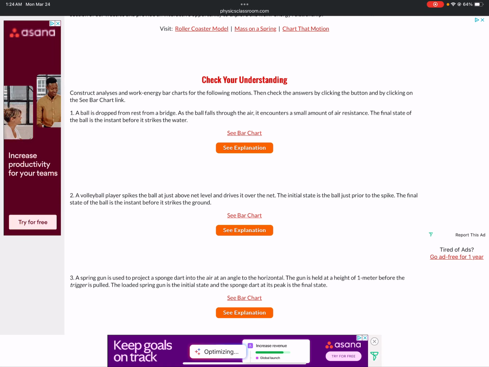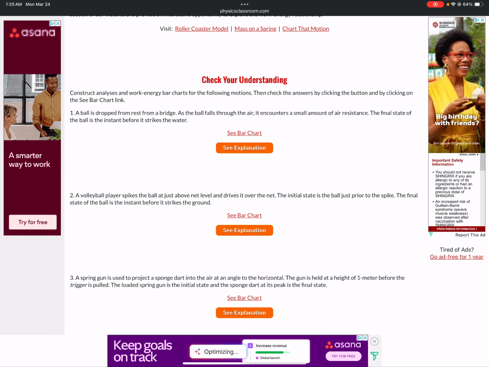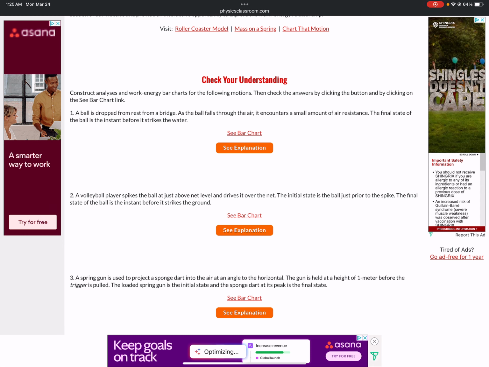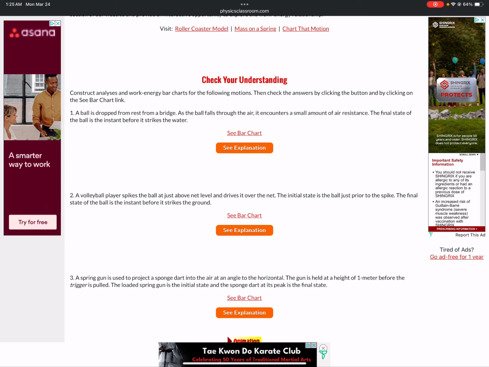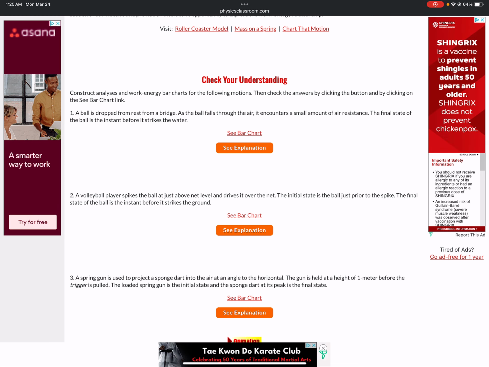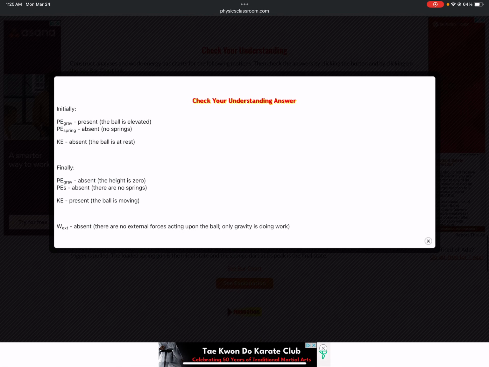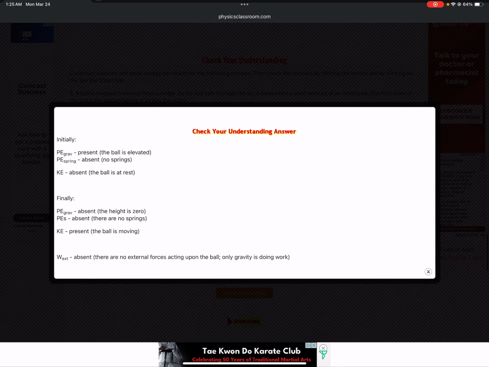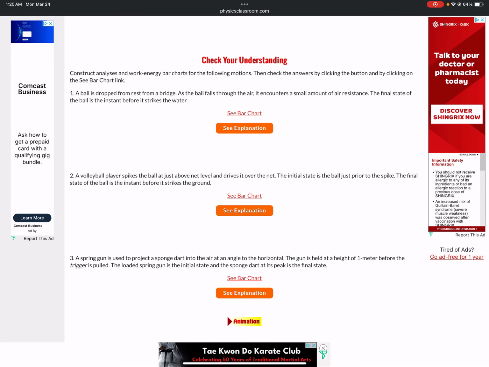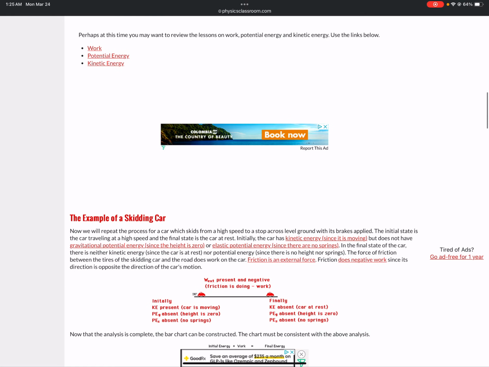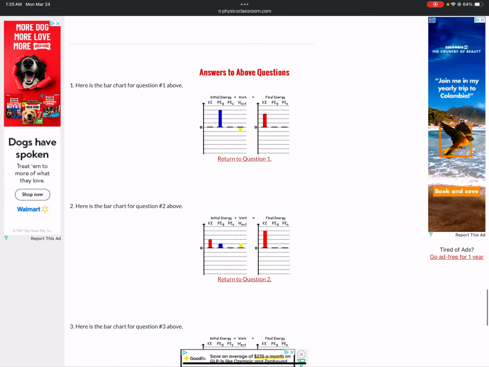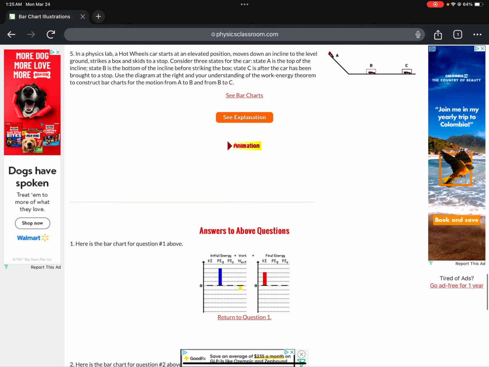We have a ball that is dropped from rest from a bridge, and as the ball falls through the air, it encounters a small amount of air resistance. The final state of the ball is the instant right before it strikes the water. So like the instantaneous moment before it hits the water, right? That's going to be where we analyze the final energy. Obviously they explain it here, and they show what the initial state and the final state is. And then the bar chart is over here at the bottom. Actually, does it show it? Wait a minute. I guess you just have to physically go to the bottom. Okay, so this is the representation that they give.